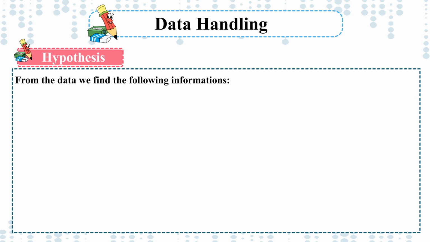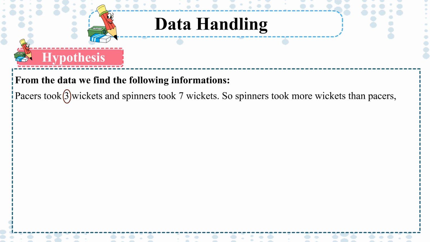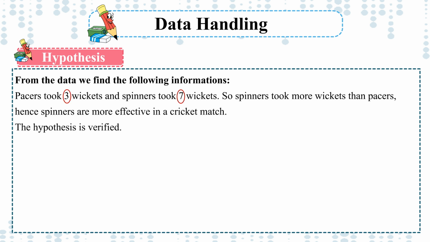From the data we find the following information. Pacers took 3 wickets and spinners took 7 wickets. So spinners took more wickets than pacers. Hence spinners are more effective in a cricket match. The hypothesis is verified.